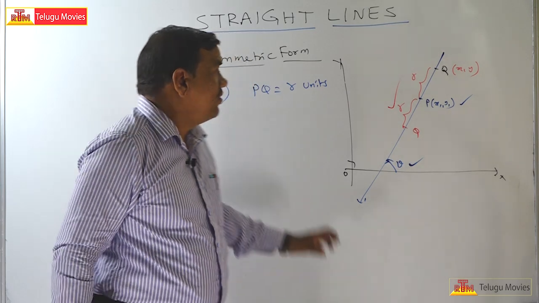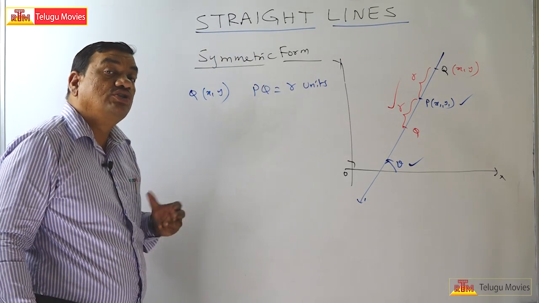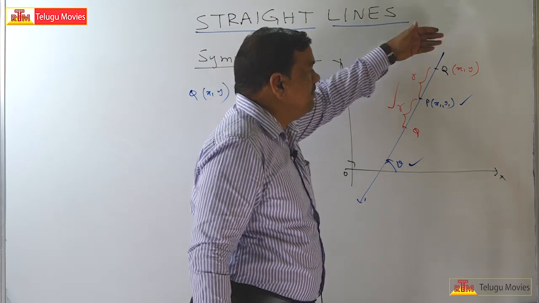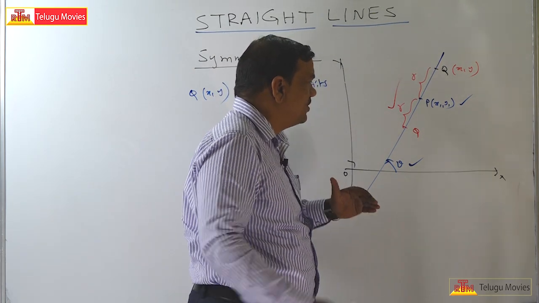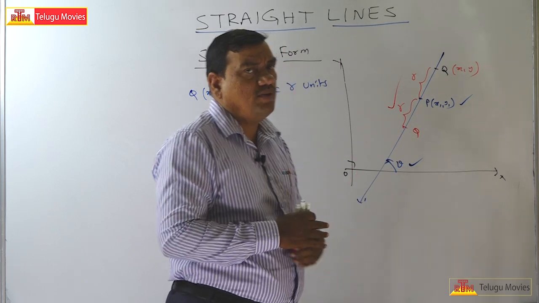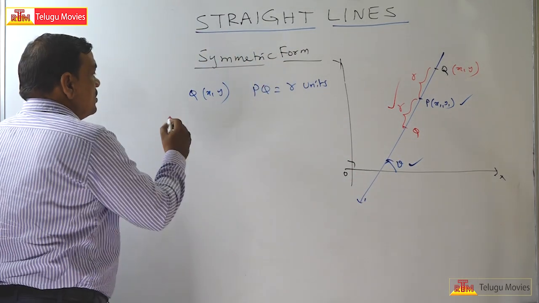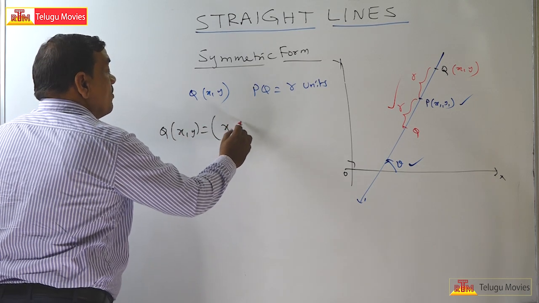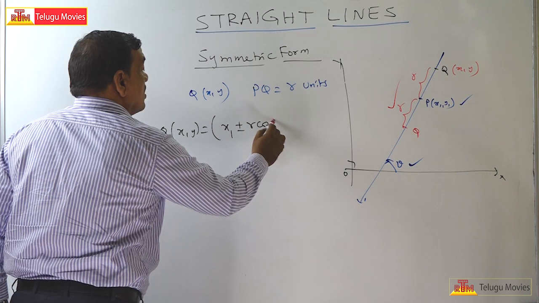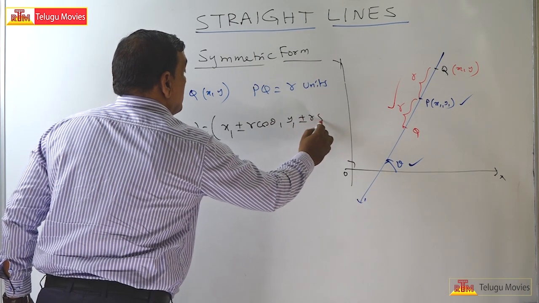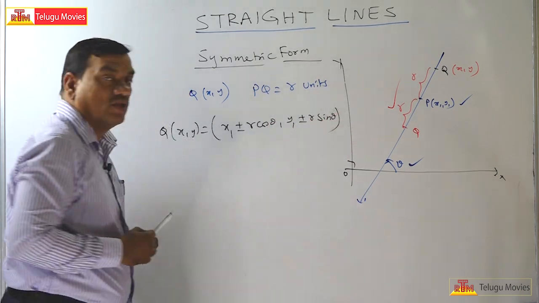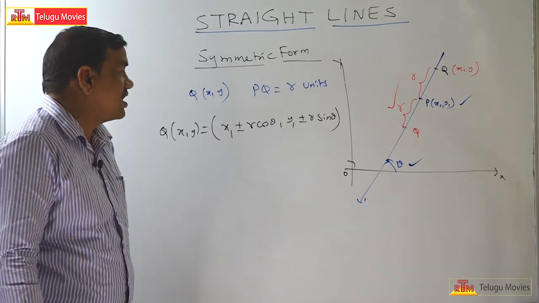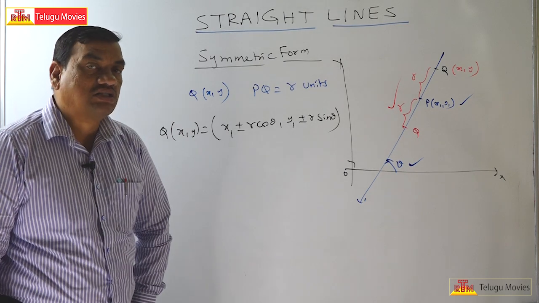So, here also when I say the distance between PQ is equal to r units, there are two chances. One point may be above or below, or left or right. Then if you want to find out the coordinates of Q(x, y), this is given by the formula (x1 plus or minus r cos theta, y1 plus or minus r sin theta). Just now we have seen how this x1 plus or minus r cos theta, y1 plus or minus r sin theta came.